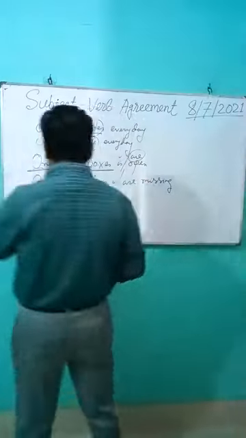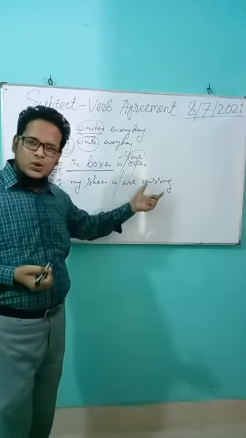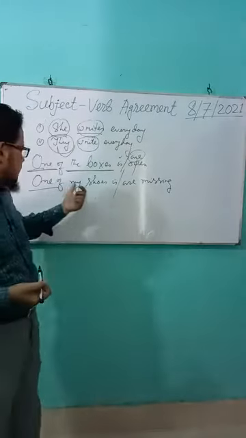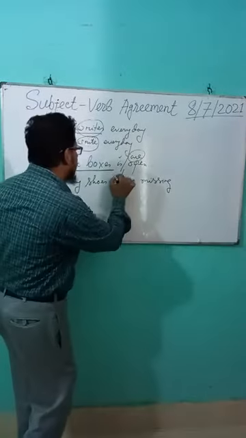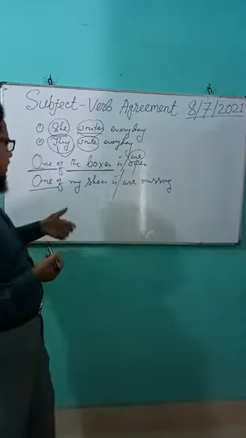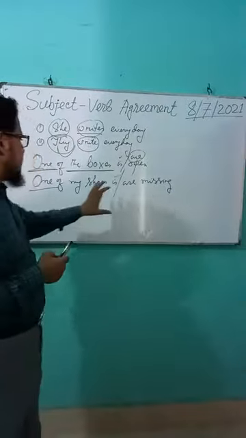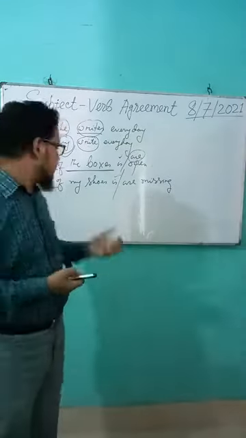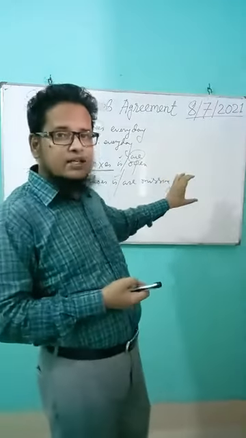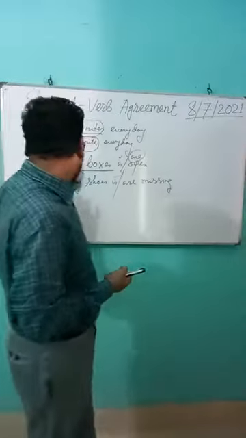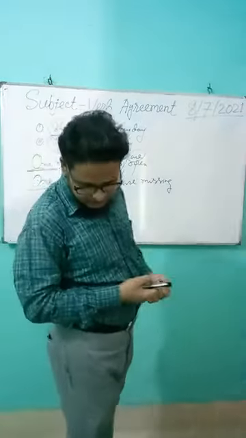Similarly, we can say one of my shoes is or are missing. Which one is correct? The correct one will be "is missing." Why is "are" not correct here? Because the verb always agrees with the subject, not with the noun or noun phrases in the sentences. So the correction will be "one of my shoes is missing," not "are missing."